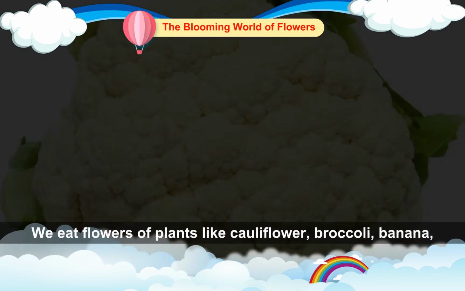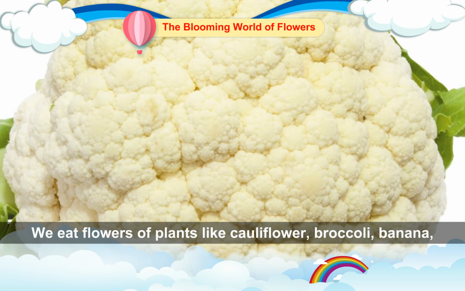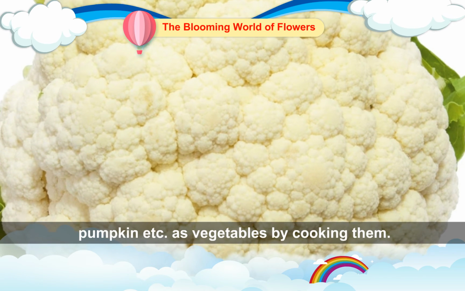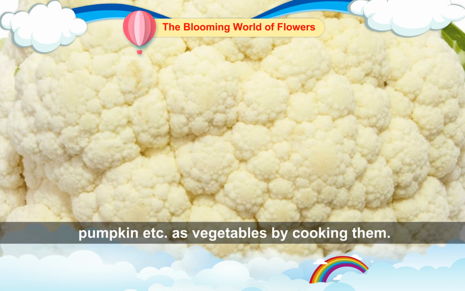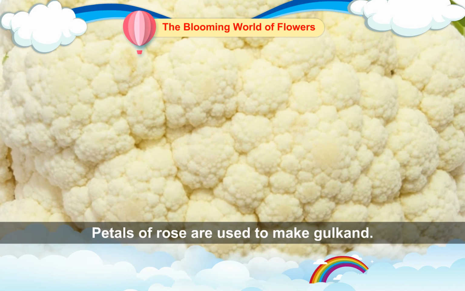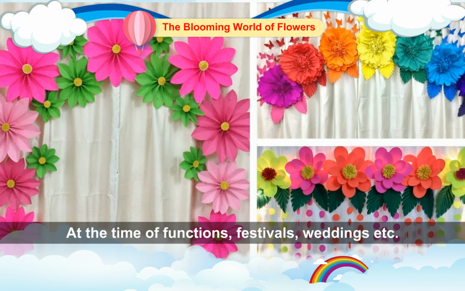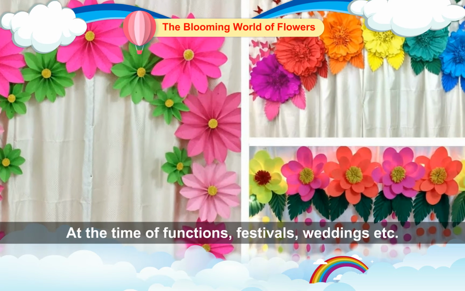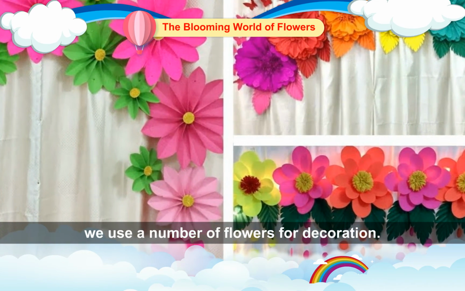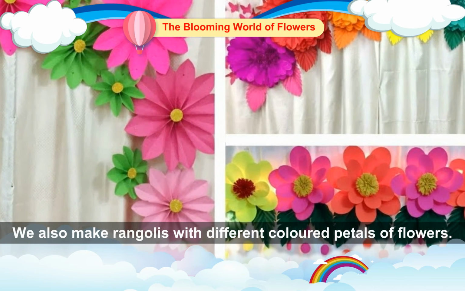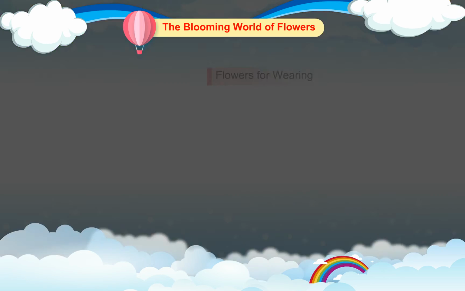Flowers as food. We eat flowers of plants like cauliflower, broccoli, banana, pumpkin, etc., as vegetables by cooking them. Petals of rose are used to make gulkand. Flowers for decoration. At the time of functions, festivals, weddings, etc., we use a number of flowers for decoration. We also make rangolis with different colored petals of flowers.